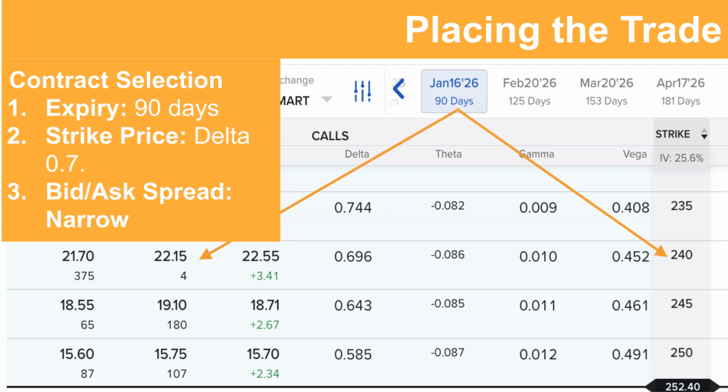And then finally, try and choose strike prices that have narrow bid-ask spreads. So you can see the bid-ask spread here for the 240 call is 21.70 and 22.15. The wider that is, the harder it is for you to make money, because when you go to sell it, you're getting the worst price possible. So try to keep those bid-ask spreads narrow. And we're going to show you how to haggle with the market when you're actually buying the call option in a later section in this video.